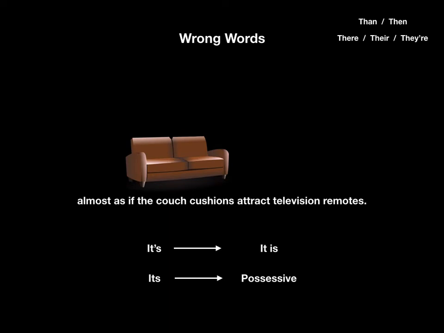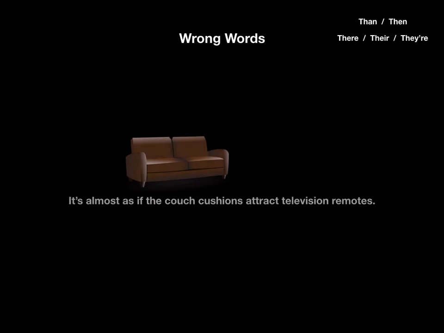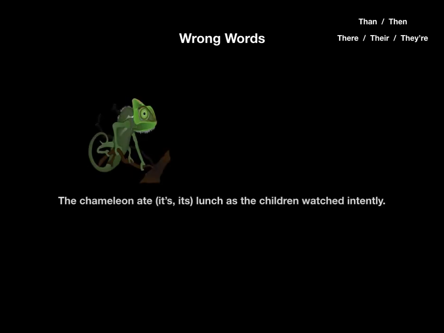Here we can insert it is within the sentence, and the sentence continues to make sense. It is almost as if the couch cushions attract television remotes. Since we can replace it's with it is, we will use the form with the apostrophe s. Let's take a look at another example sentence. The chameleon ate its lunch as the children watched intently.